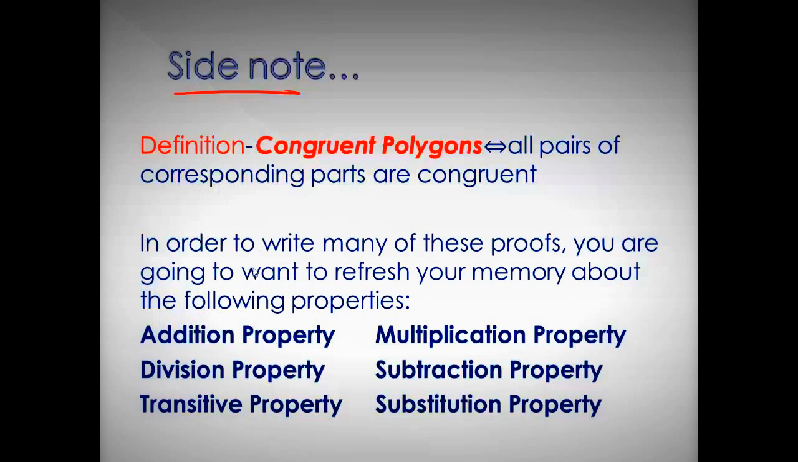In order to write a lot of these proofs, you're going to want to refresh your memory about the following properties. Hopefully you've learned them before and that will be just a refresher. The addition property, multiplication property, division property, subtraction property, transitive property, and substitution property. At the end, I'm going to tell you where in your book you can find them if you want to go back and see how they apply to this. I'm also going to be making a handout for you that you'll be able to have handy.